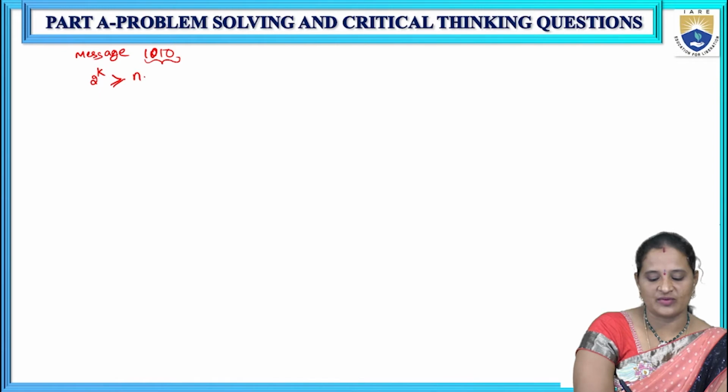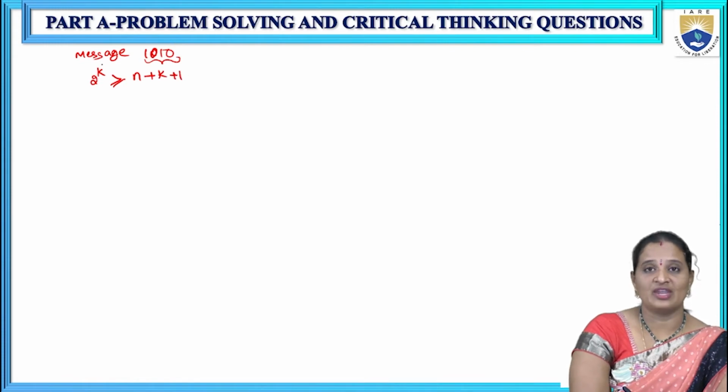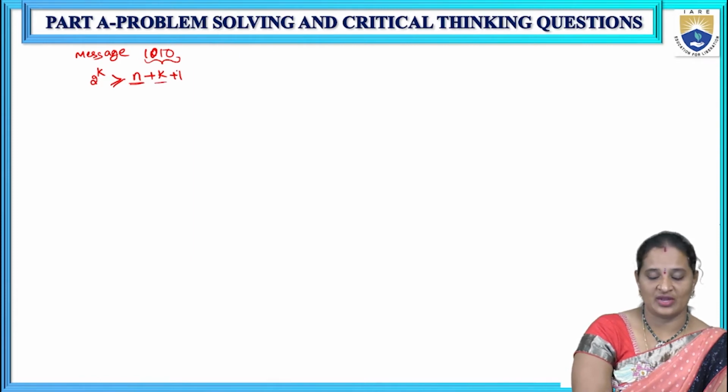We have to satisfy the condition 2 power k must be greater than or equal to n plus k plus 1, where k is the number of parity bits to be added and n is the number of bits in the message. We need to select the k value such that this condition is satisfied. If I choose k equals 2, by trial and error, it will be 4. And what is the number of bits in the message given? 4 plus 2 plus 1. Is 4 greater than or equal to 7? No. So the condition is not satisfied.